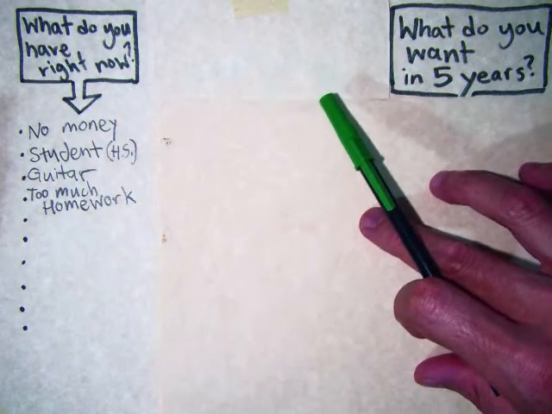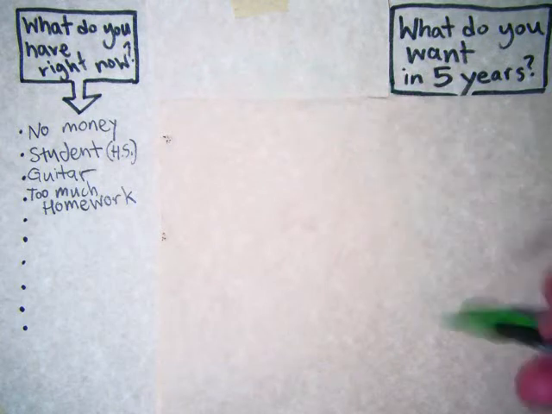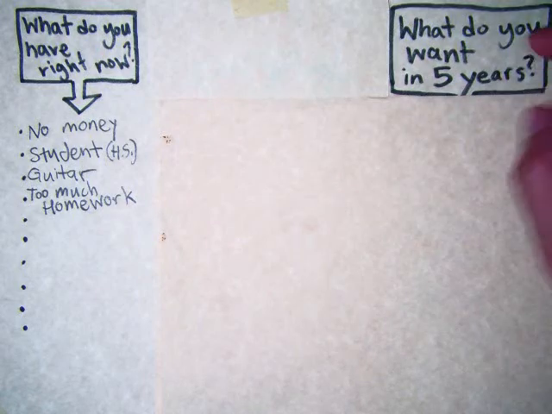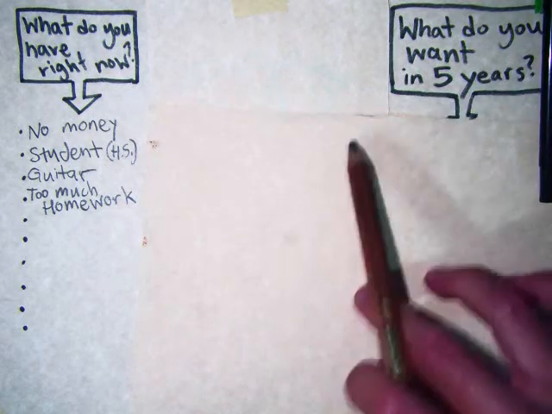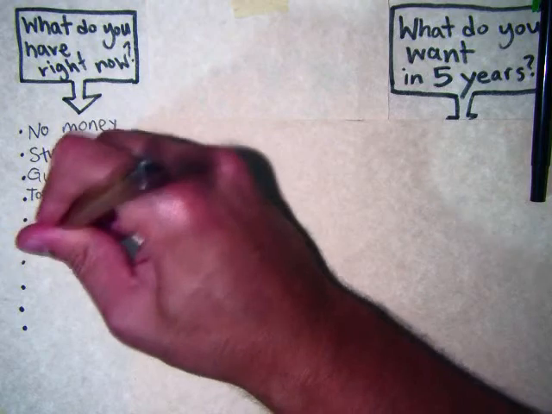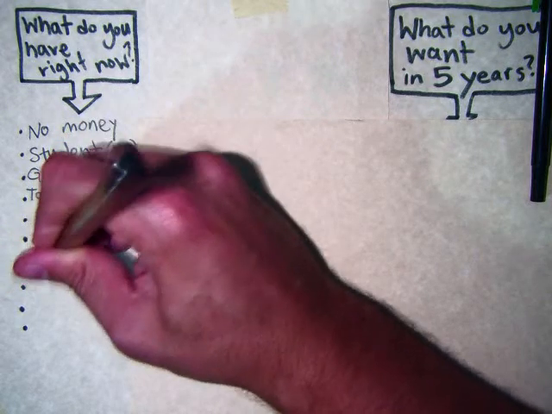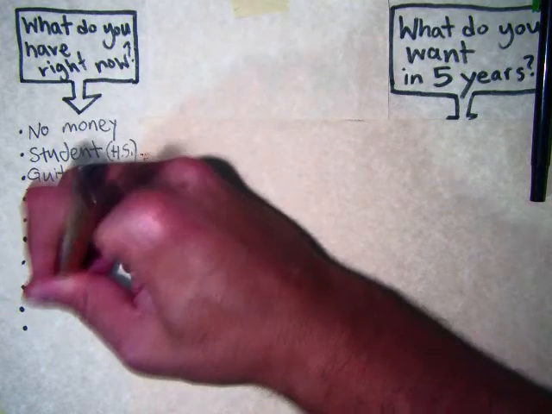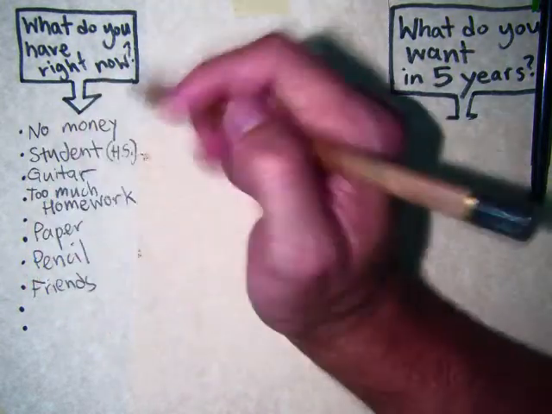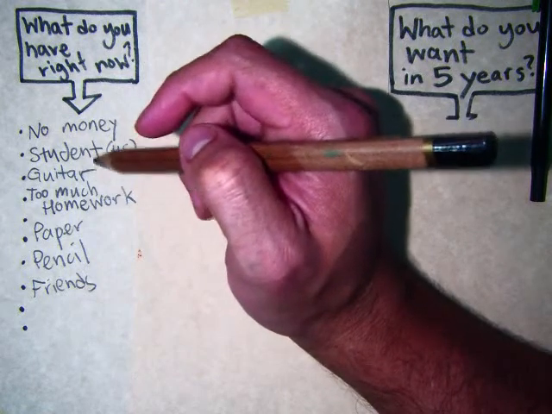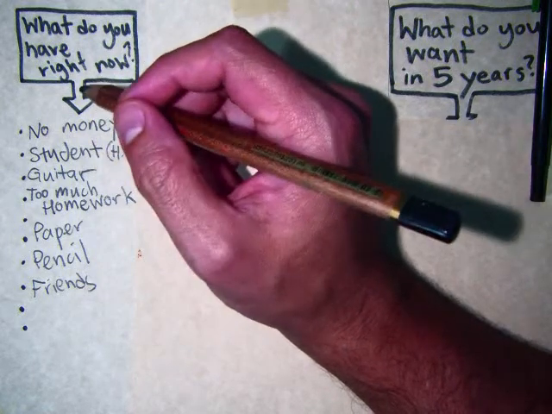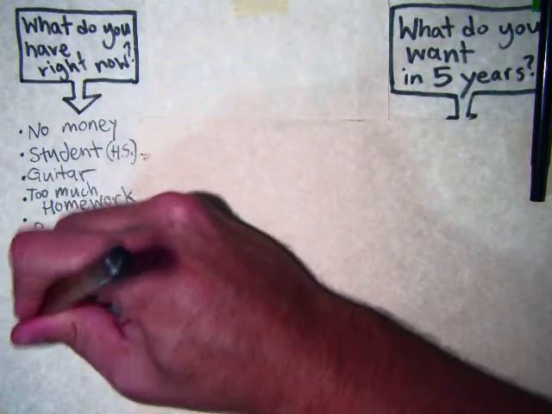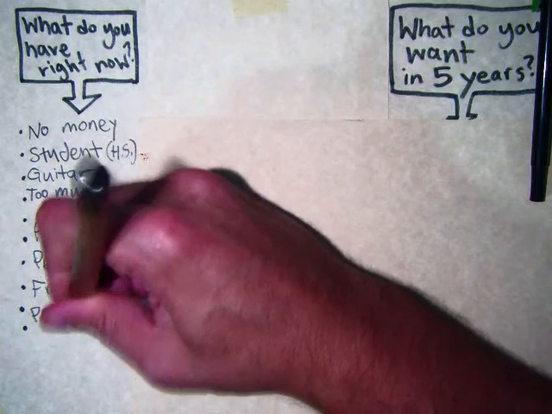So right now, let's say you've got no money, you're a high school student, you have a guitar, you have too much homework, and of course we have this paper and this pencil. You think about, I got some friends, some good friends. What else? Not a whole lot, you're still young. Maybe you have a job. Maybe you have a pet, maybe a pet dog or something like that.